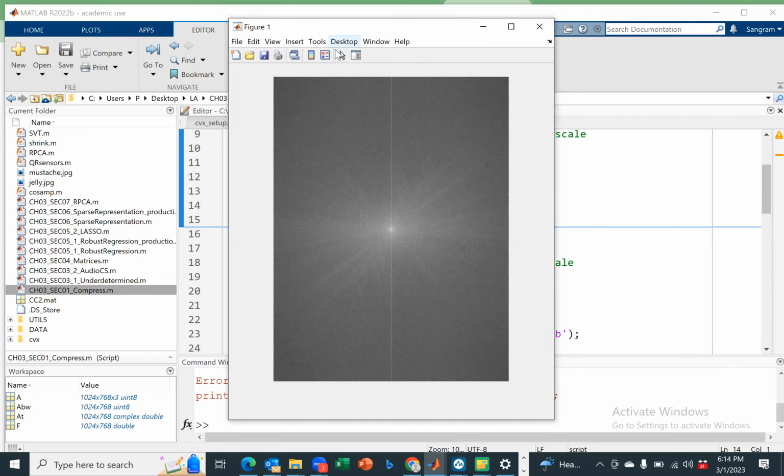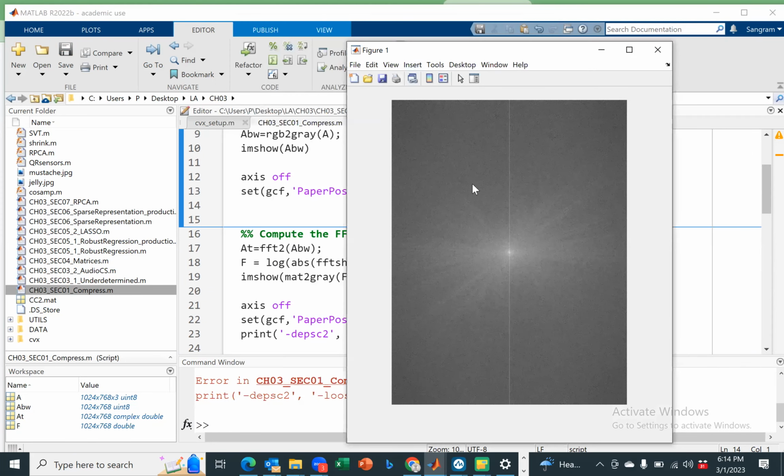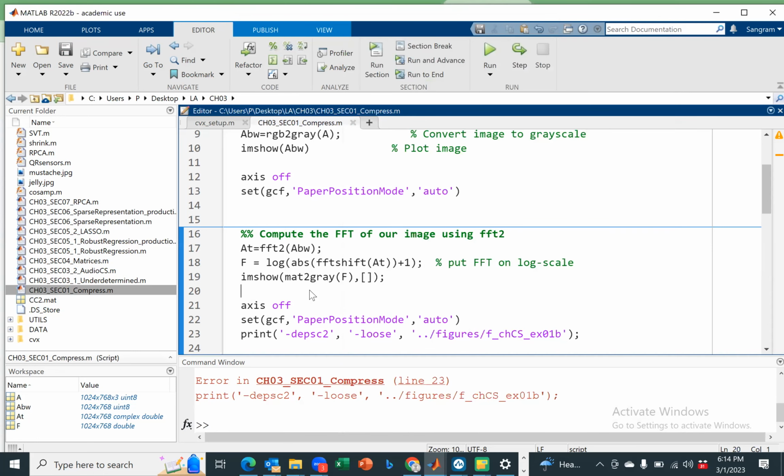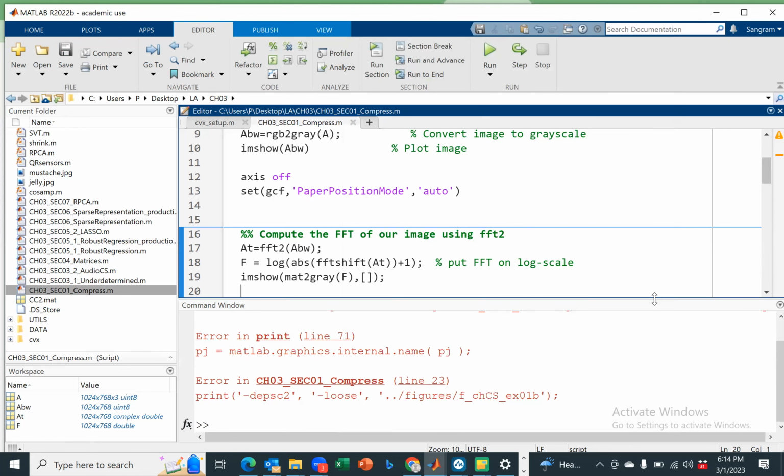So these are the Fourier coefficients. As you can see, most of the important Fourier coefficients are centrally located. So what we are going to do is remove all the sparse part, which is in the outside area, and then construct the image again.